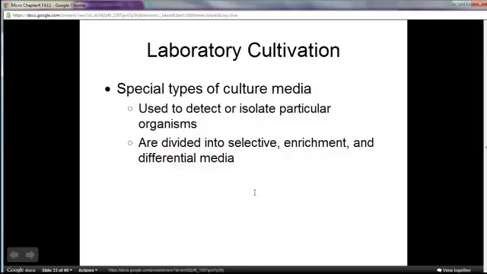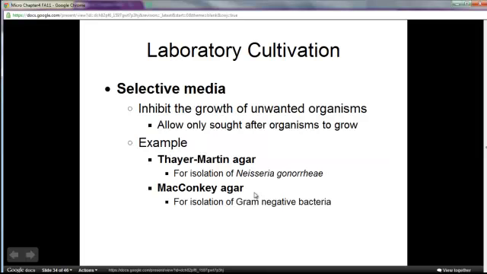Now there's other types of media as well, and these categories of media are designated based upon the fact that they're going to tell you something about the organisms that are growing upon it. So let's start with selective media. Selective media indicates that there's some compound within the ingredients or the recipe of this medium that is going to inhibit the growth of a particular group of organisms. And therefore, when you observe growth on this plate after you've inoculated it, you can actually state something about that organism, some characteristic.